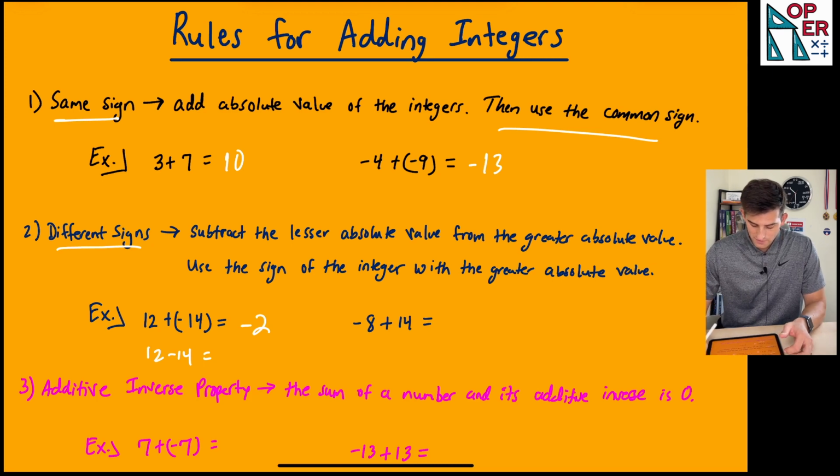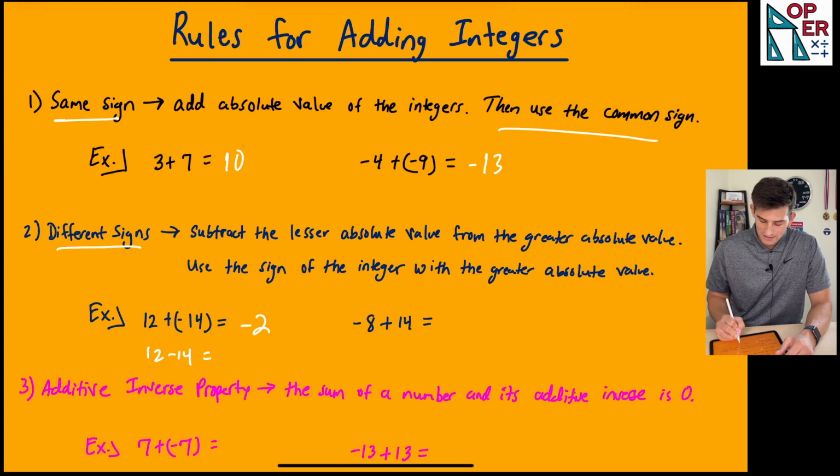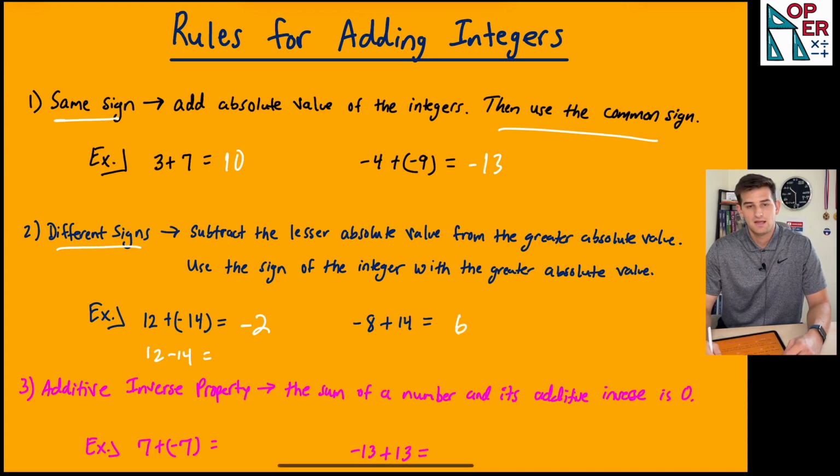All right, -8 plus 14. The lesser absolute value would be 8. So we're going to do 14 minus 8, and that would give us 6. And then we're going to keep the sign of the larger number, so the larger absolute value. So 14 was the larger absolute value, which is positive, so this is going to be an answer of +6.